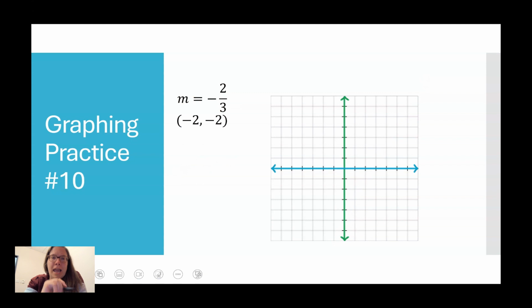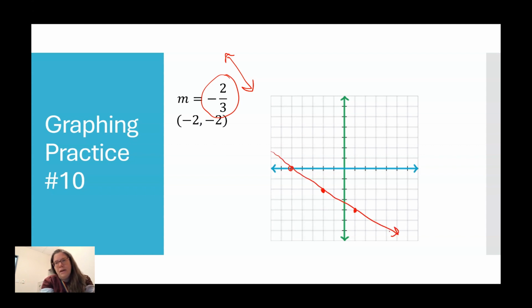All right, starting at negative 2, and we're going to use the slope negative 2 over 3. So this is going to need to be going down, right? So we're going to go down 2 to the right 3. 1, 2, 3. Or we could have gone up 2 and backwards 3. 1, 2, 3. Here's my graph. This one, it's not quite so clear what my y-intercept is because it's a decimal, but I could figure it out if I needed to.